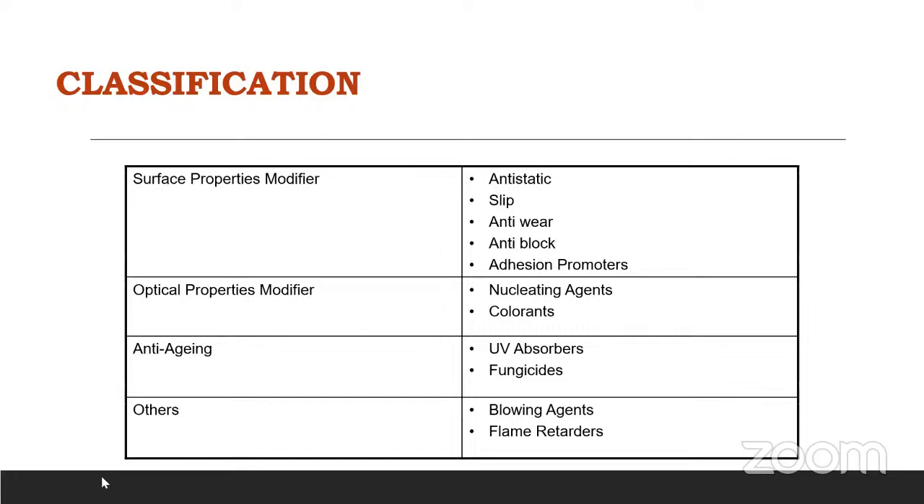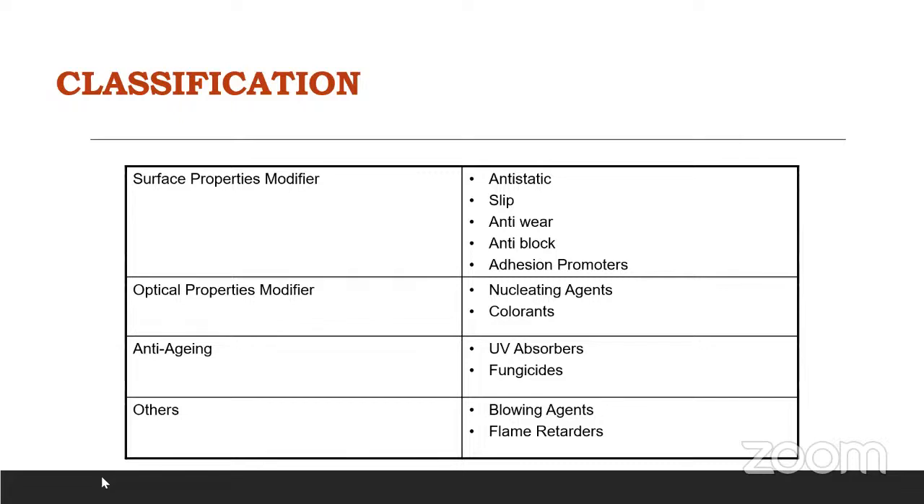Then you have optical properties modifiers. When you are trying to target optical properties, you generally use nucleating agents and different colorants. Colorants generally serve in imparting an aesthetic appearance to your final product.